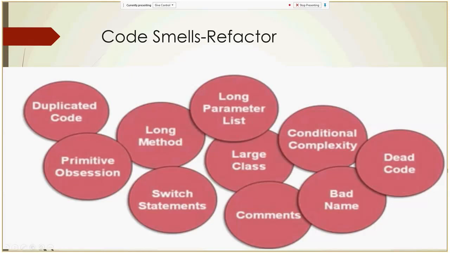Okay, and the conditional complexity. If you have seen a lot of ifs and elses, nested ifs, nested elses, then that's where the complexity of the code is increasing. That's really bad. If you have too many nested ifs, then something is really wrong. You need to go fix that. Again, the bad naming conventions, which are a result of those comments, and dead code.